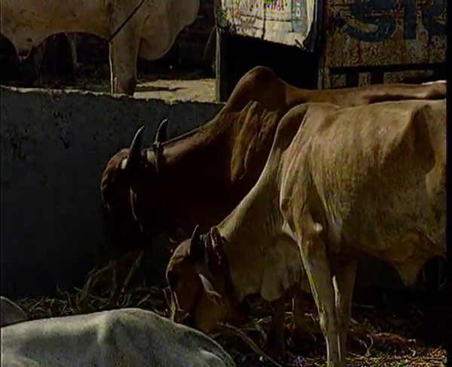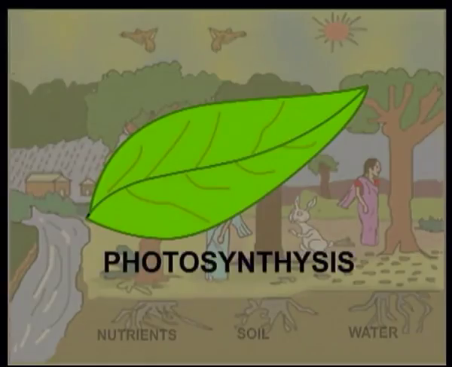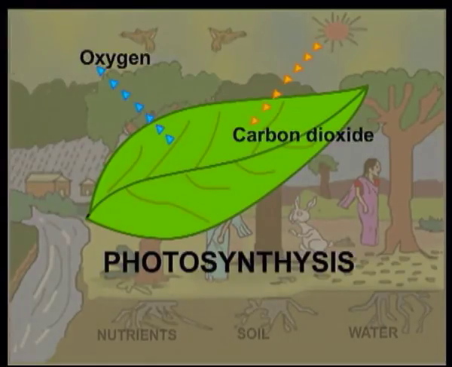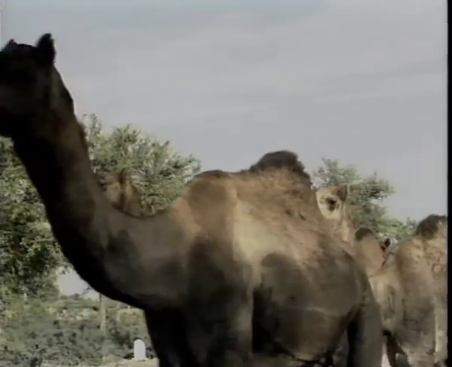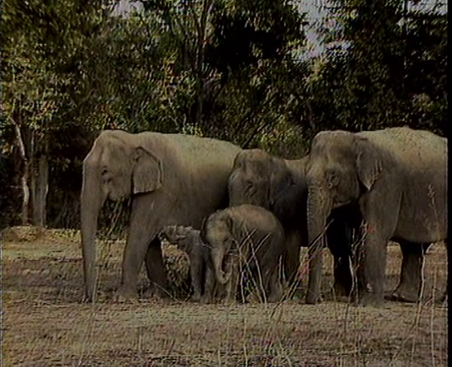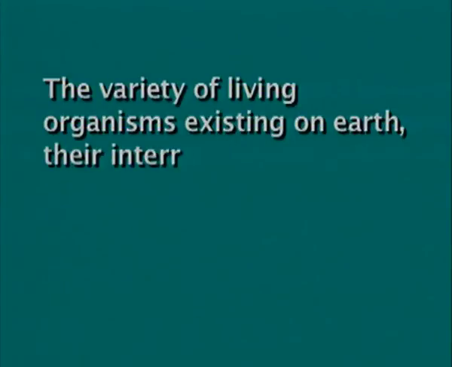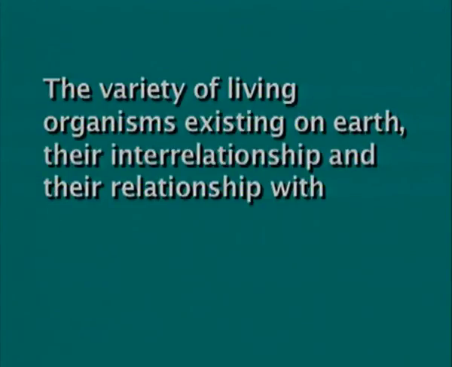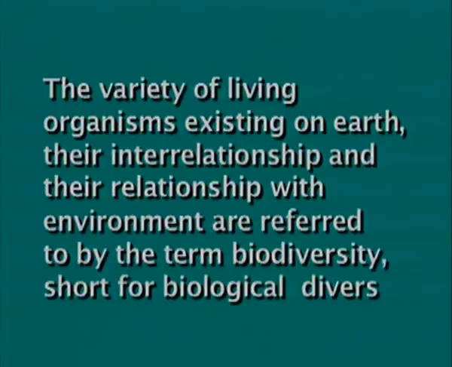In return, they also produce carbon dioxide. The chain that links a consumer to producers is the food chain. So, all life on Earth is linked and interdependent through this relationship. In each environment, species best adapted to that environment are predominant. The variety of living organisms existing on Earth, their interrelationships and their relationship with environment are referred to by the term biodiversity, short for biological diversity.